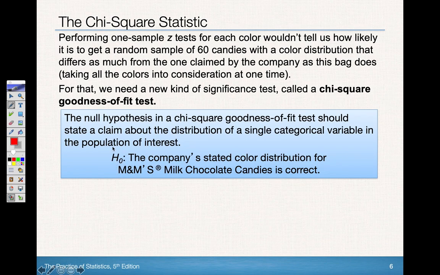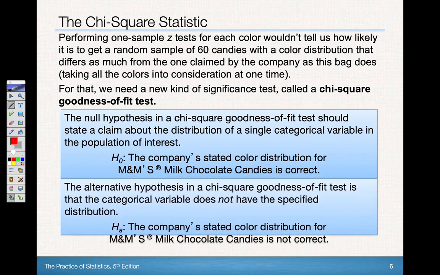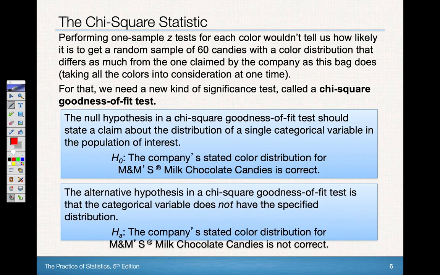And it's easiest to write it in words typically. H naught: the company's stated color distribution of M&Ms is correct. It's just that simple. Your null hypothesis is that the claim is true. So you say that their color distribution is true. The alternative hypothesis in the chi-square goodness of fit test is that the distribution is not correct. So, H alternative: the company's stated color distribution for M&M milk chocolate candies is not correct. It's just that simple. You do correct for a null and not correct as an alternative.